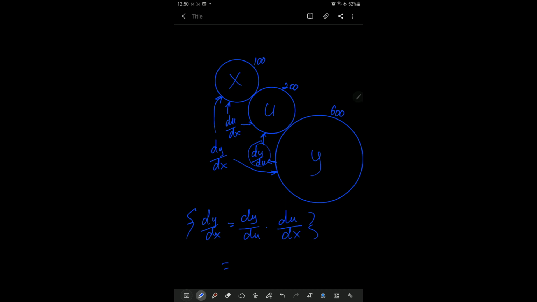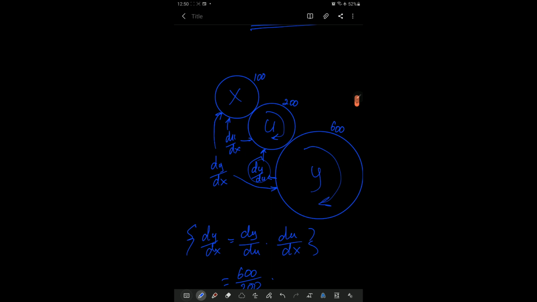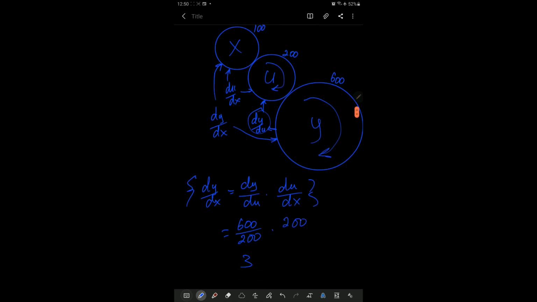So this equals, first off, dy du, well that's 600 teeth divided by 200 teeth. So that means that u will have to go around 3 times for 1 revolution of y. So that's the rate of change of y with respect to u, and that's 3. And du dx is similarly 200 teeth and 100 teeth, which is 2. So the result is 6.